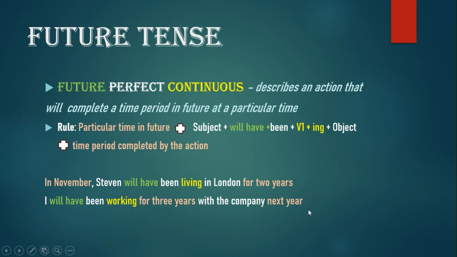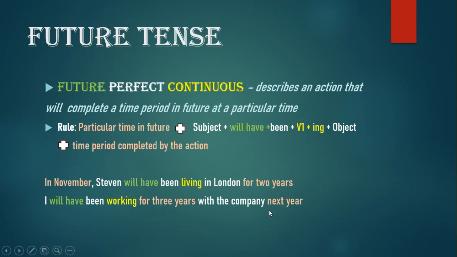Another example, I will have been working for 3 years with the company next year. So here we are talking about the coming year, the next year. That is the particular time in future. If you see, the places for the time period and the particular time in future are interchanged in the sentence. So that can be done. Sometimes the time period comes first or the particular time mentioned comes first.